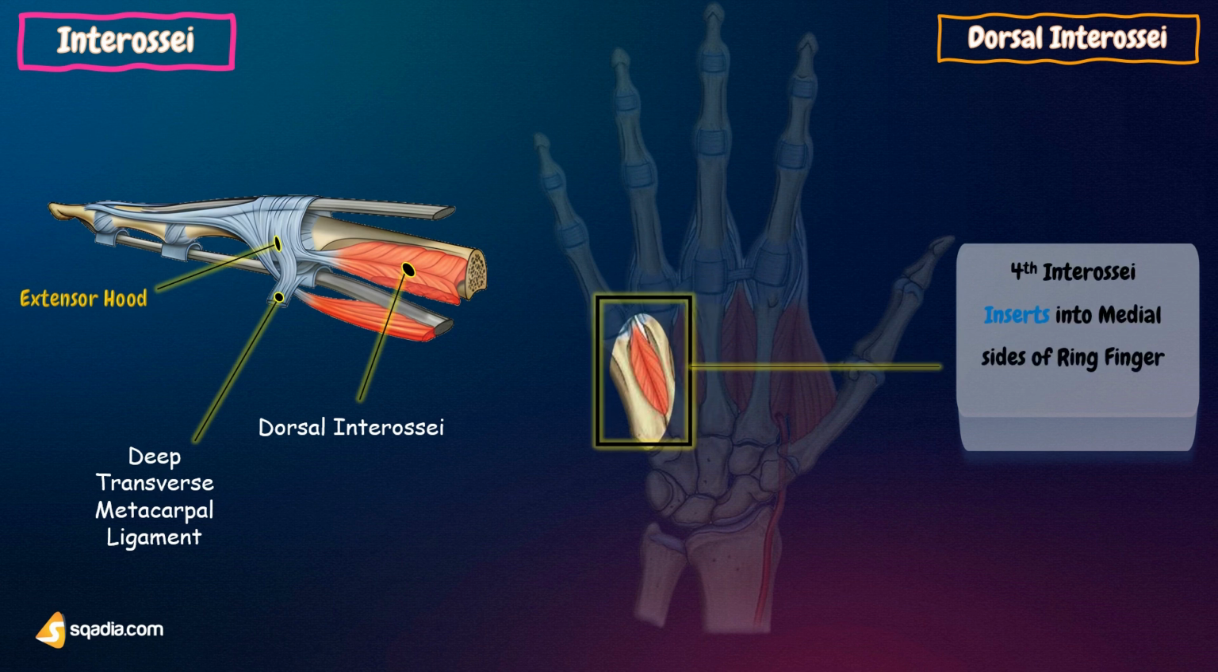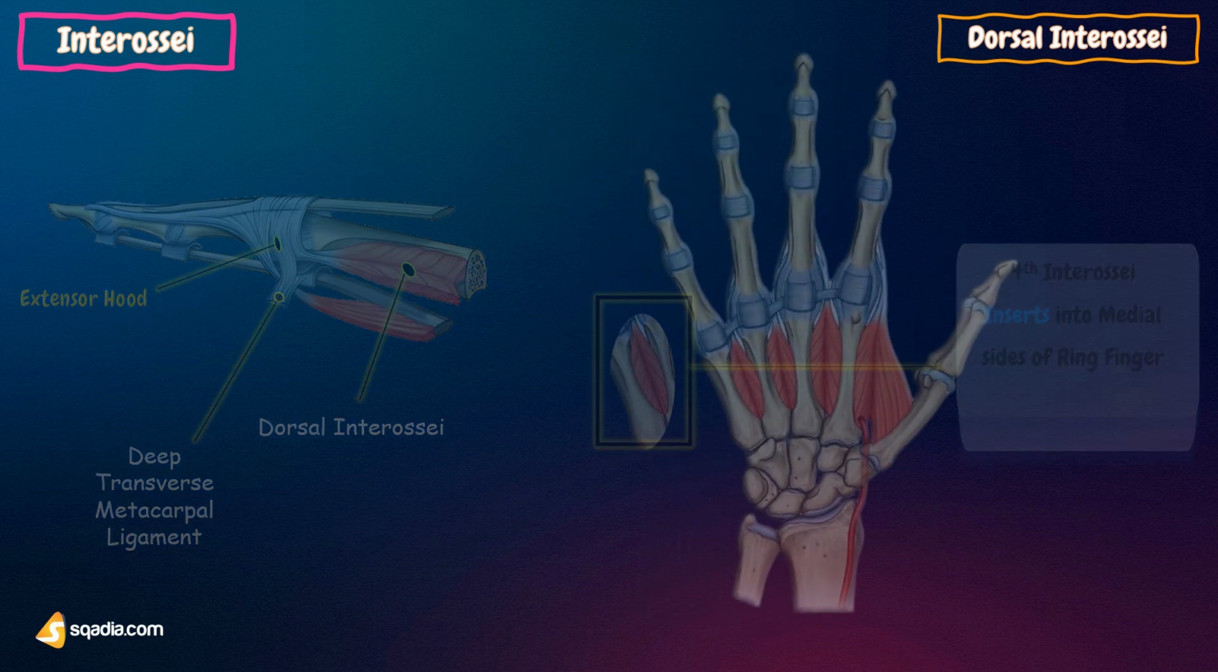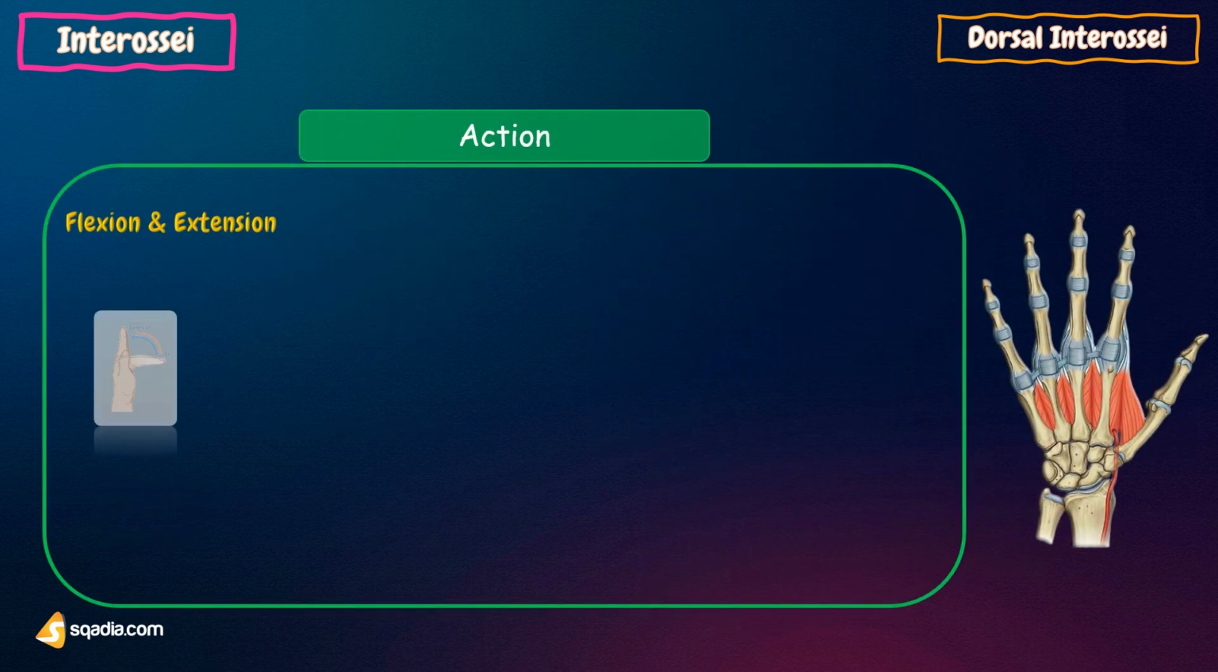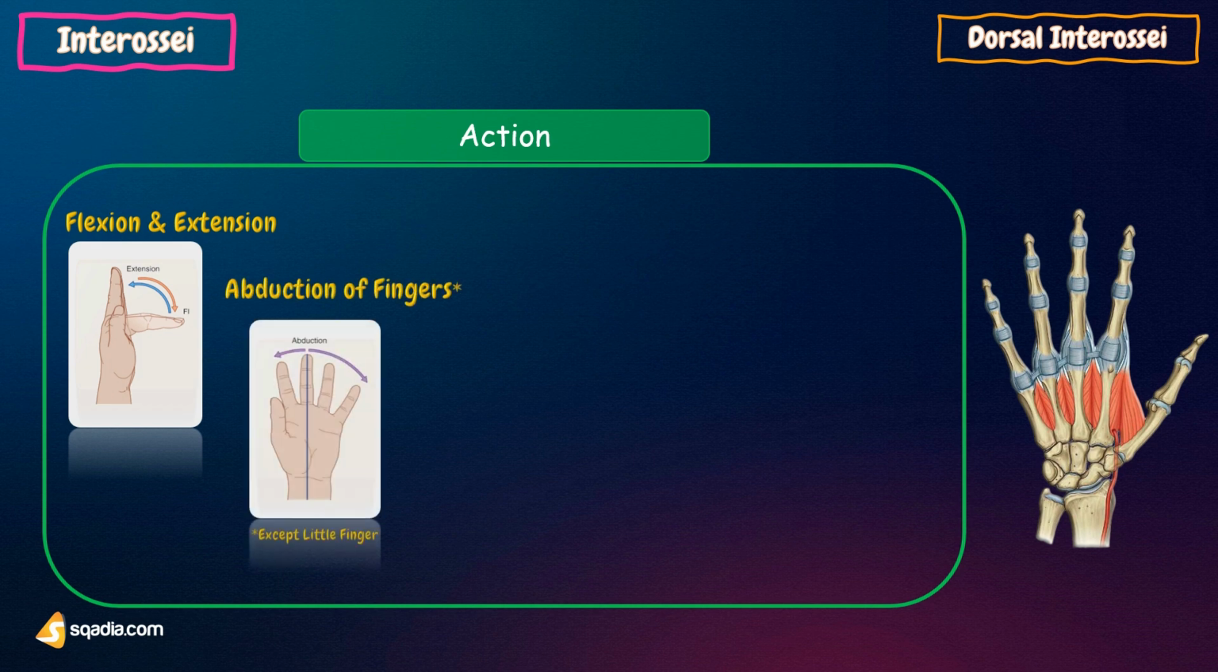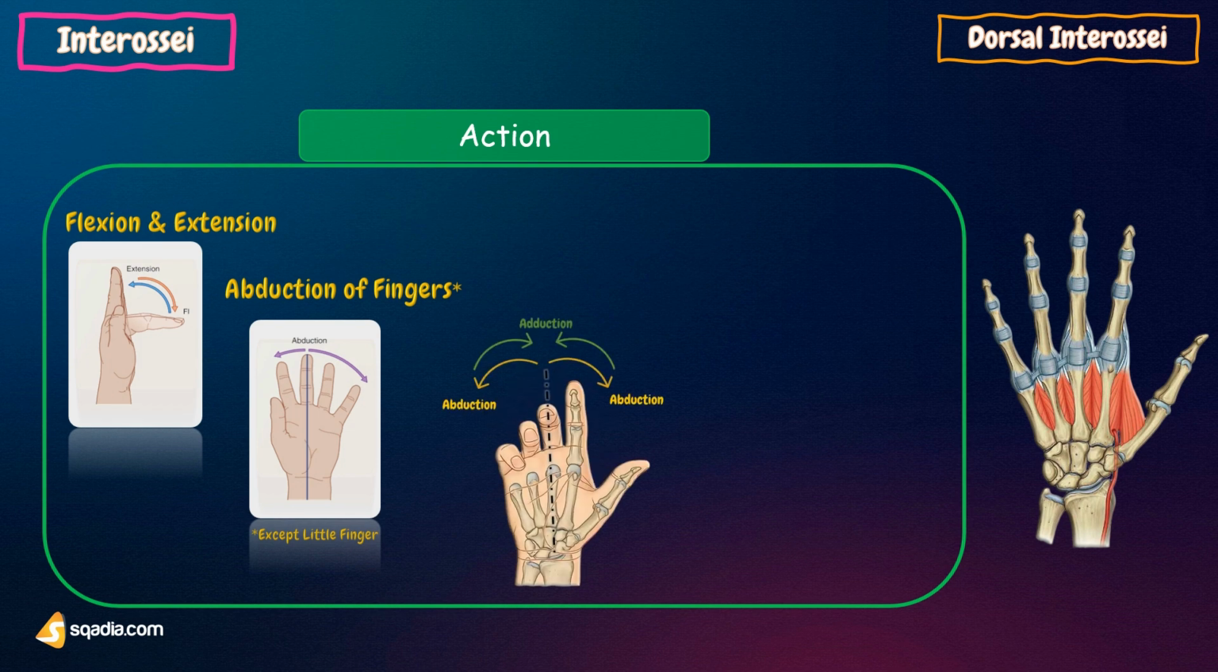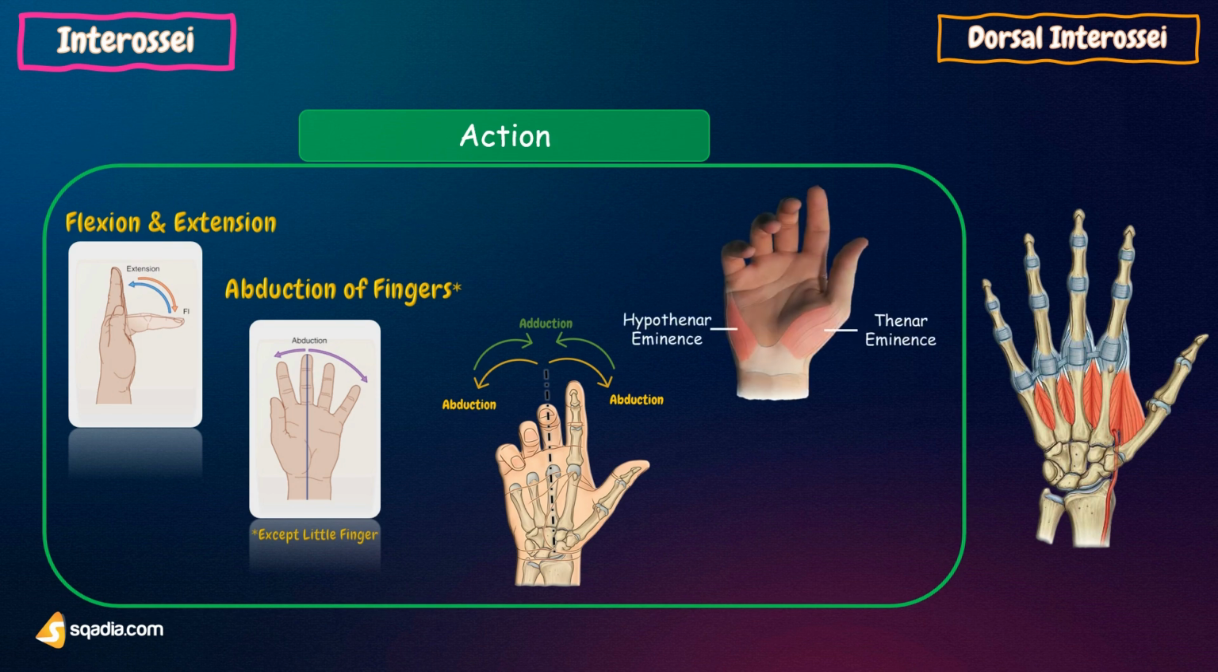As for the action of these muscles, in addition to generating flexion and extension movements of the fingers through their attachments to the extensor hoods, the dorsal interossae are the major abductors of the index, middle, and ring fingers at the metacarpophalangeal joints. The middle finger can abduct medially and laterally with respect to the long axis of the middle finger, and consequently has a dorsal interosseous muscle on each side.